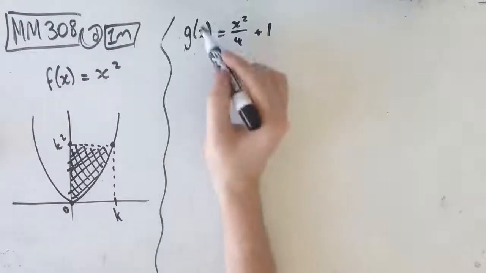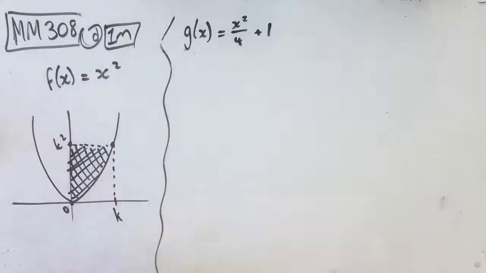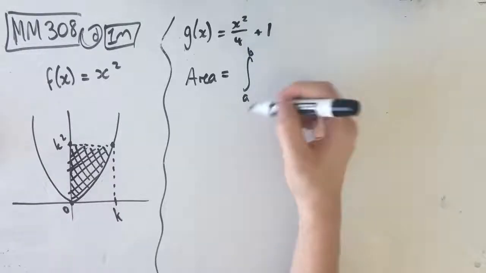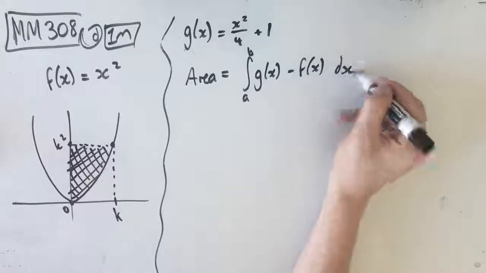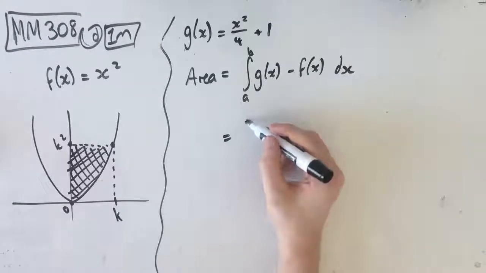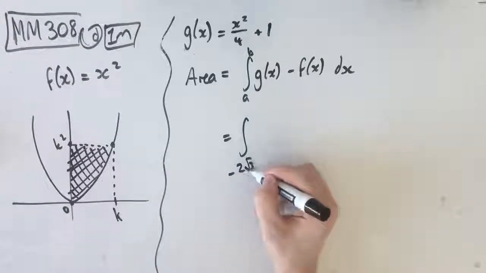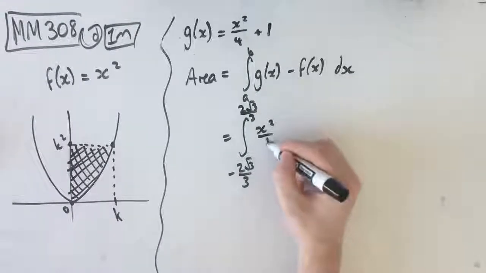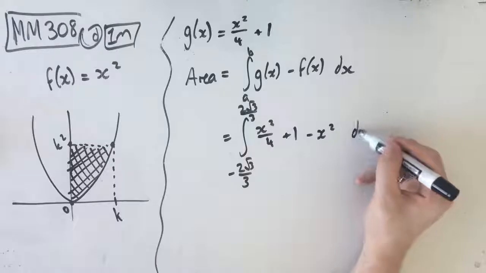So we know that our g of x is above f of x, right? Because we've actually moved g of x up a bit, so it kind of looks like that a little bit. Awesome. So that means that our area is going to be between our points of intersection, of g of x minus f of x, right? Because that's our formula for working out the area between two graphs. Our points of intersection, our first one was negative 2 root 3 over 3, and our second one was 2 root 3 over 3. G of x is x squared on 4 plus 1, and then minus f of x, which is x squared. So minus x squared dx.